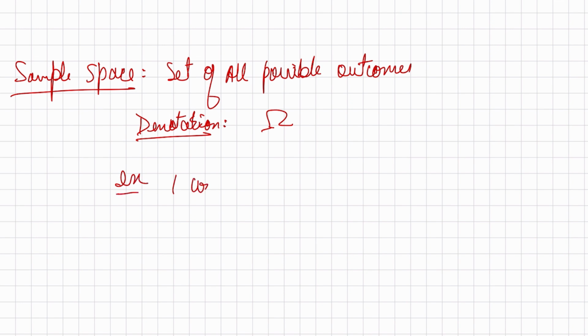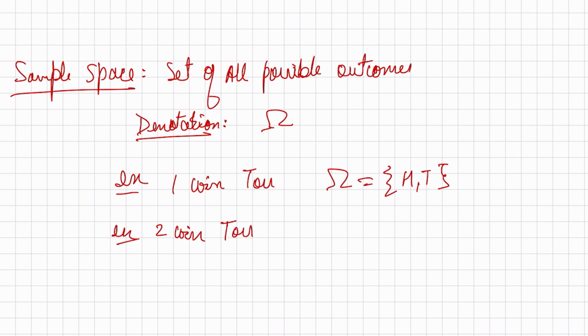So let's say if you have one coin toss, omega in this case is going to be heads and tails, because these are the only two possible outcomes or occurrences that you would see if you toss a fair coin, or even if it's a biased coin, doesn't matter. They're just two sides, one is head, the other is tail. And let's say if there were two coin tosses. So if you have two coins, we're tossing them simultaneously. Omega here is going to be heads-heads, heads-tails, tails-heads, and tails-tails.